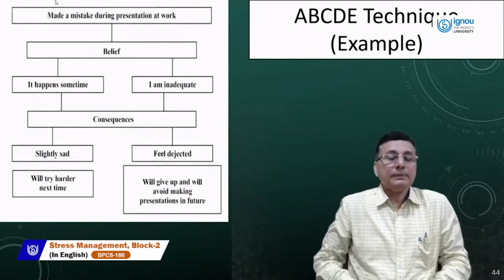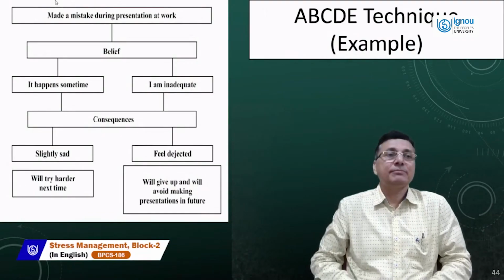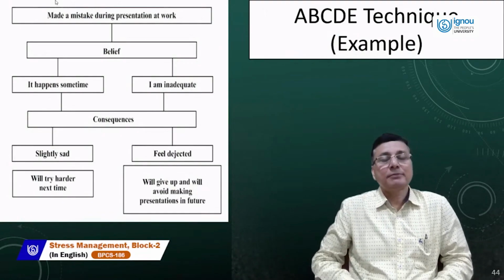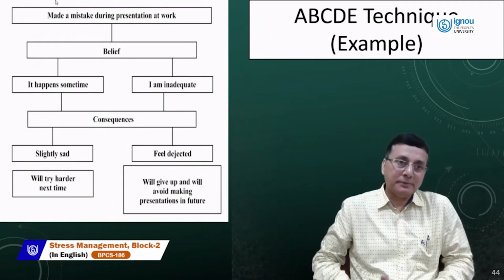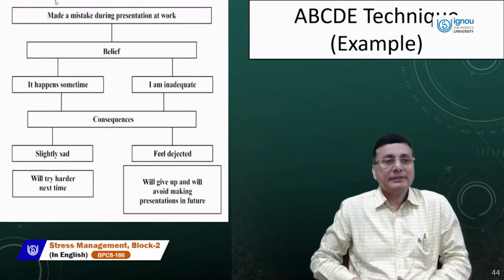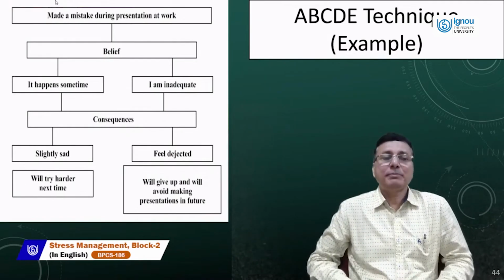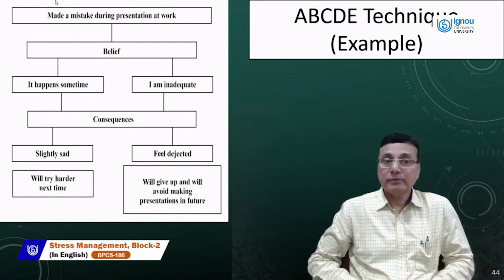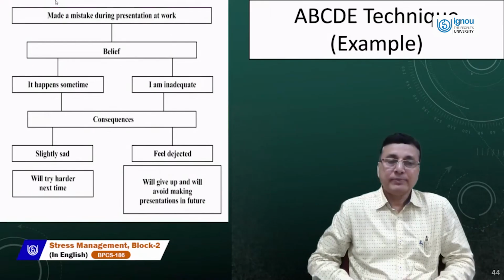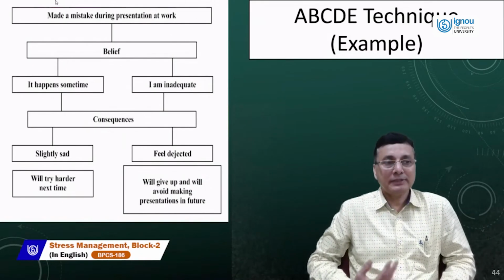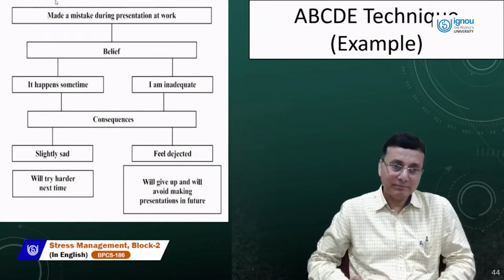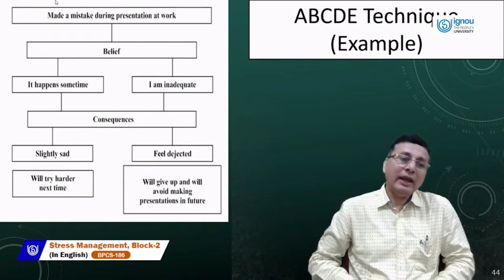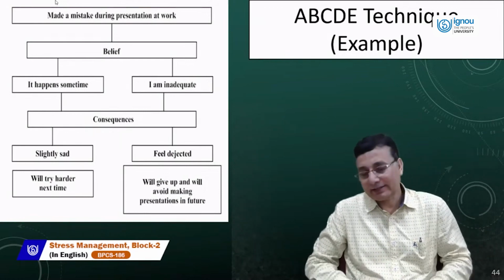So let us understand with this example. Like you made a mistake during a presentation at work or in your exam, so there will be some belief associated with it. You may think it happens sometimes, or you may feel I am inadequate. So these two things have certain consequences. If you think that it happens sometimes, what will happen? You feel slightly bad, slightly sad, and you try harder next time.